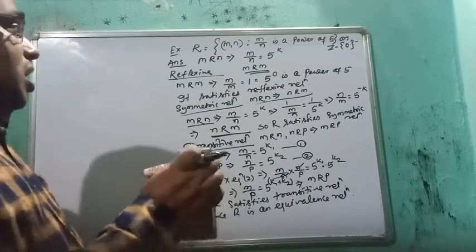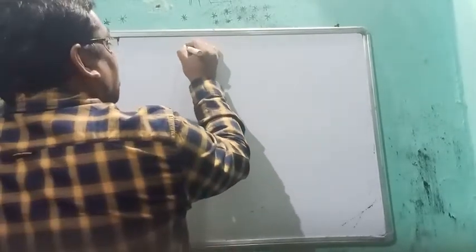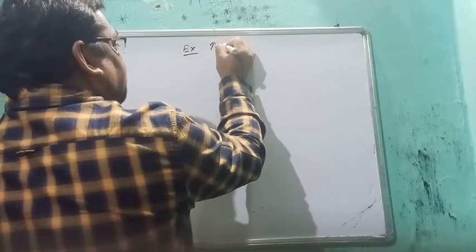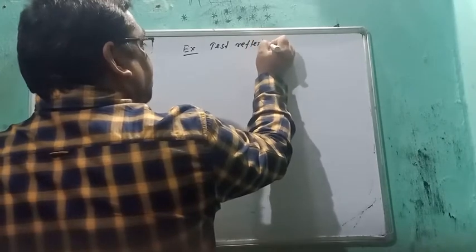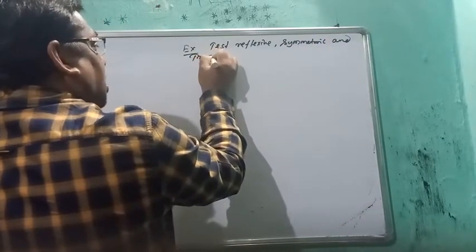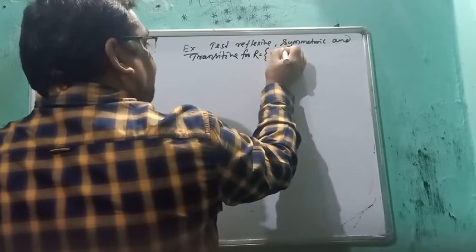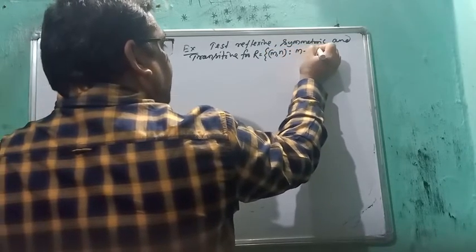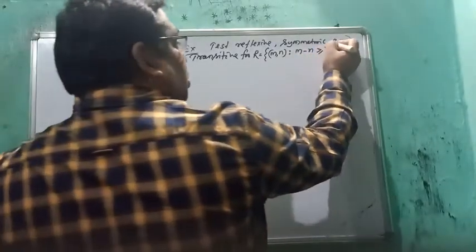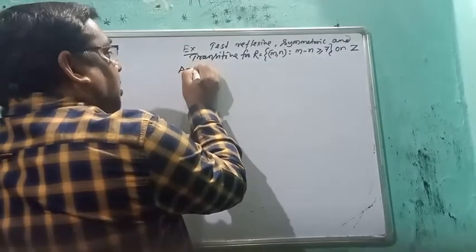Do you understand now? Similarly, take another example. Using the same procedure, test the reflexive, symmetric and transitive properties for the relation R equal to (m, n) pairs such that m minus n is greater than or equal to 7, on the set of integers Z. So here we also have to verify all three relations.